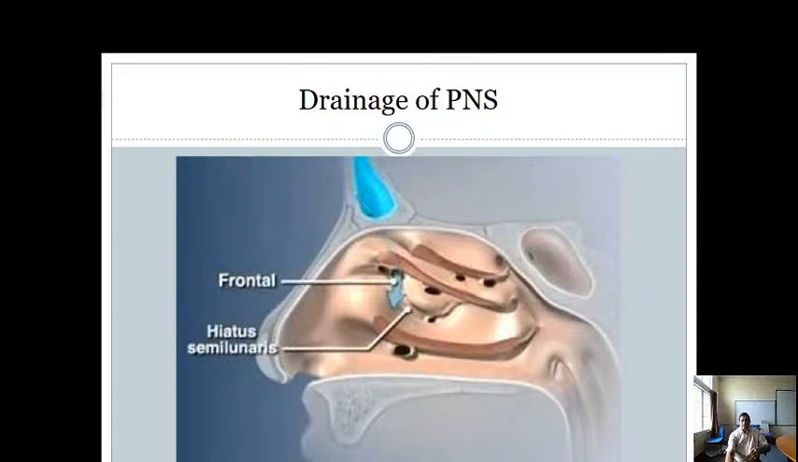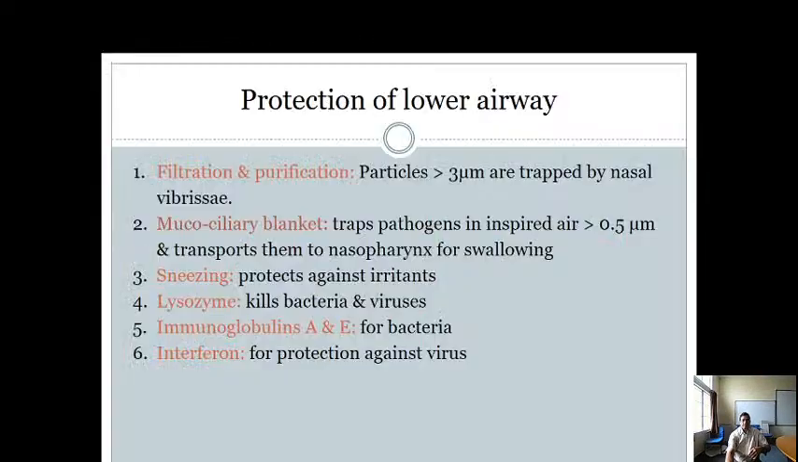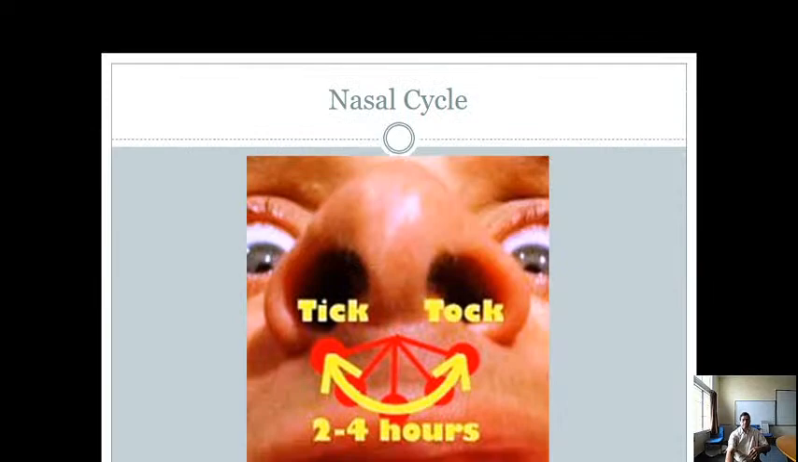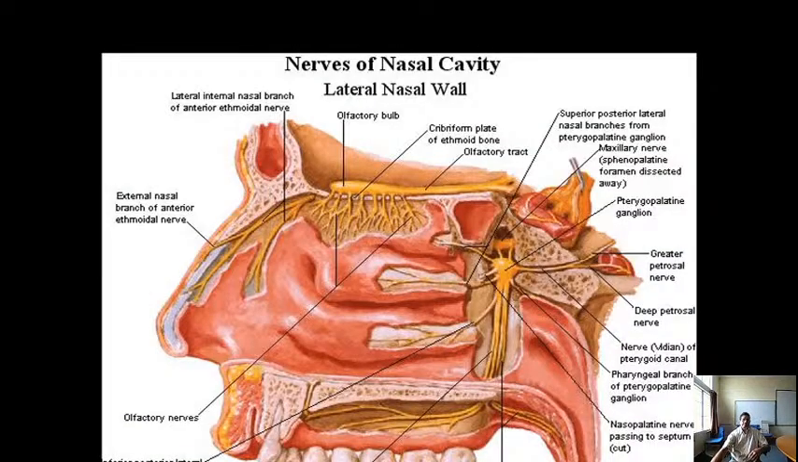Then we go to the nervous system, and when we go into the nervous system, you have the nerves, the general somatosensory nerves from the ophthalmic as well as the maxillary divisions.